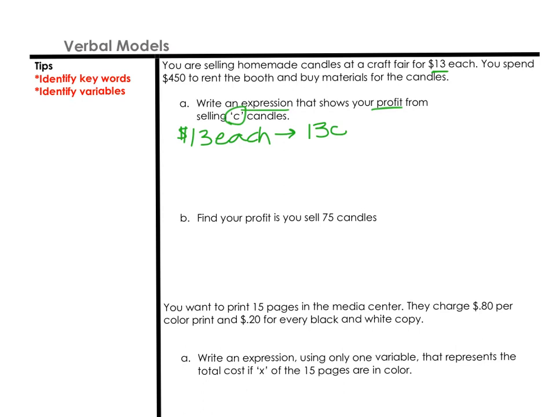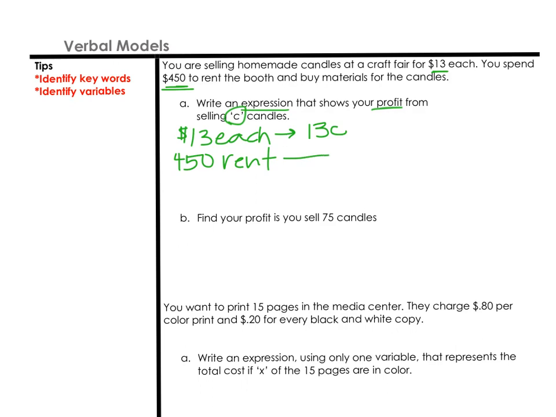But then we have to think about what it costs to rent the booth and then pay for materials, because that's going to negate our profit, which means we have to spend that initially, so we have to kind of make that up before we earn additional money. That $450 for rent means we have to subtract that from the money we made selling candles.